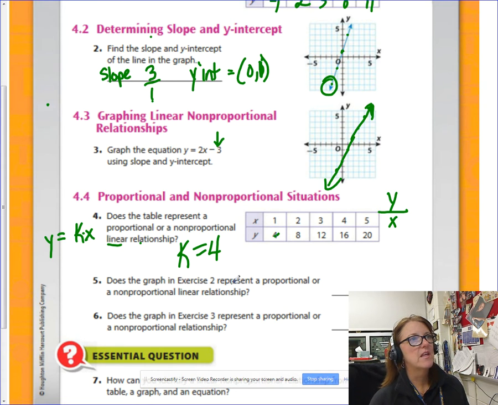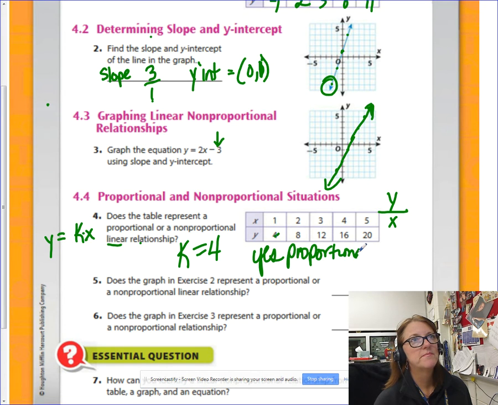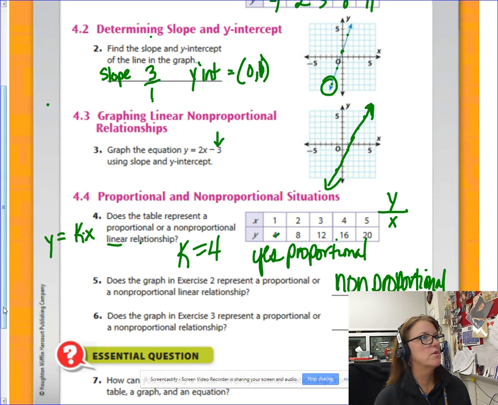Does the graph and exercise... Oh, so I guess I didn't even answer this. Yes, it's proportional. Sorry. All right, number 5. Does the graph in exercise 2 up here, is that proportional or non-proportional? That one is non-proportional. Why? It doesn't go through the origin. It doesn't ask for an explanation here, but if it did, that's what you would say.